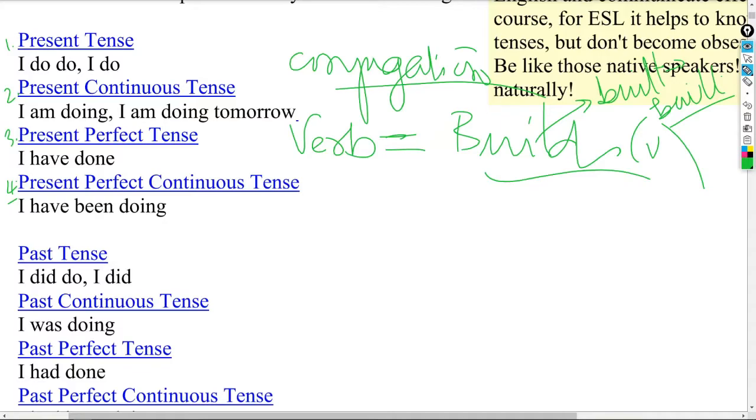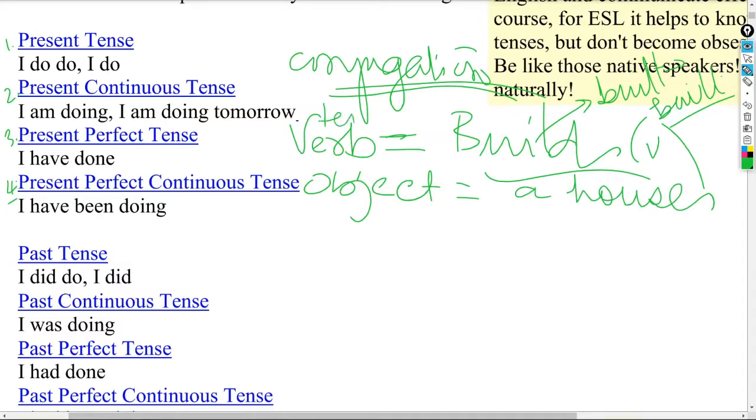Otherwise, what will happen? If you are making your own form of the verb in the past or past participle, people will begin to laugh. Therefore, we have to learn the three different forms. So, we have written the verb, and after that the object. Suppose the object is a house. Then what tense are we talking about? We are talking about the present simple tense.